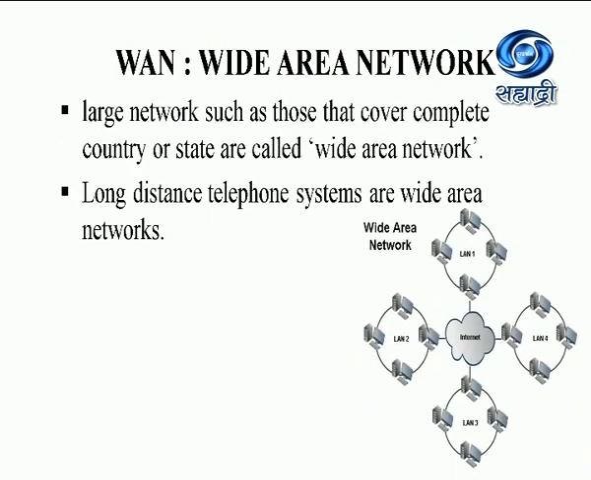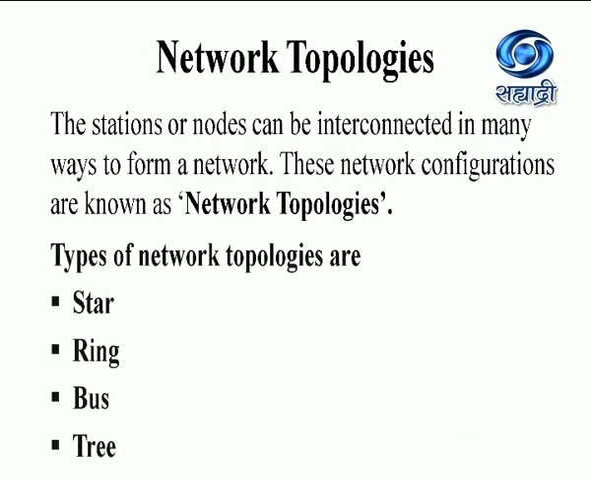Third is WAN, that is wide area network. As the name suggests, a wide area is covered under this network. So the large networks such as those that cover a complete country or state are called wide area networks. So long distance telephone systems are wide area networks. Using 4 to 5 LAN networks, we can create these wide area networks.